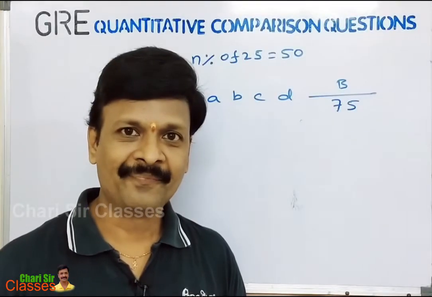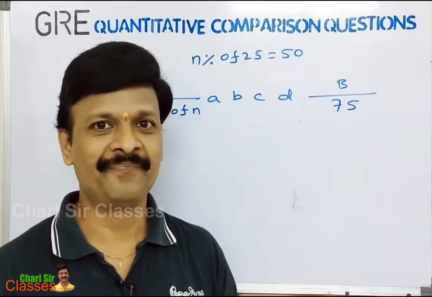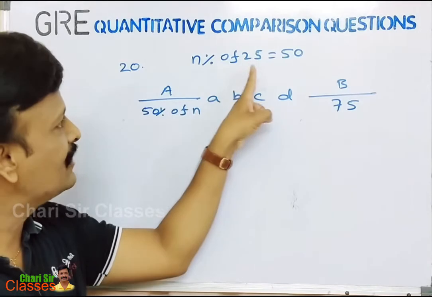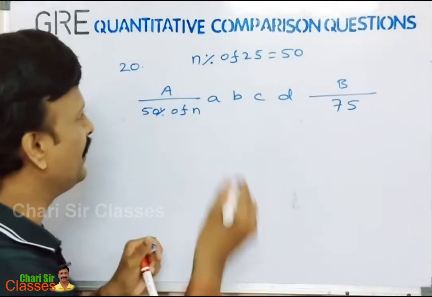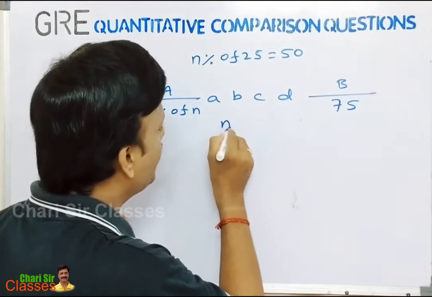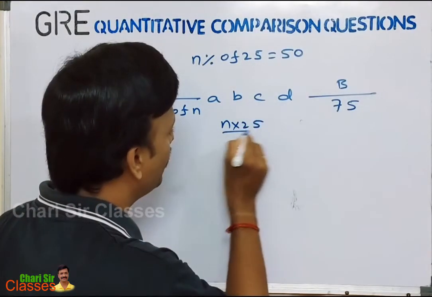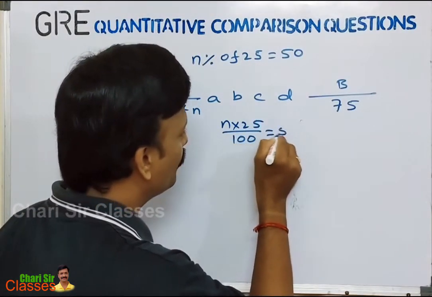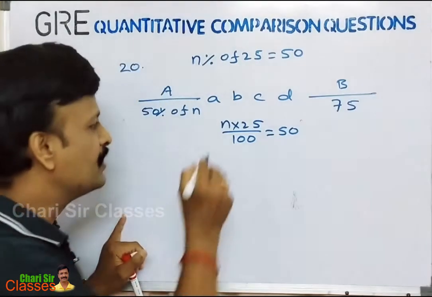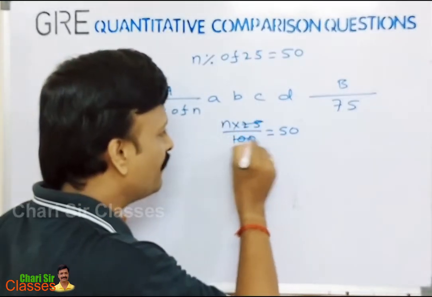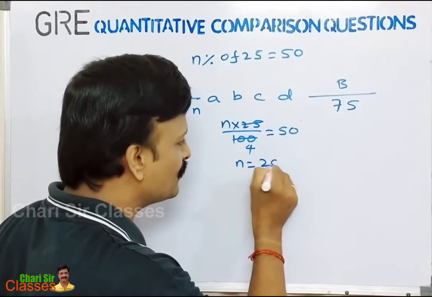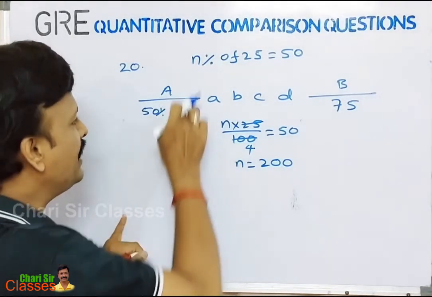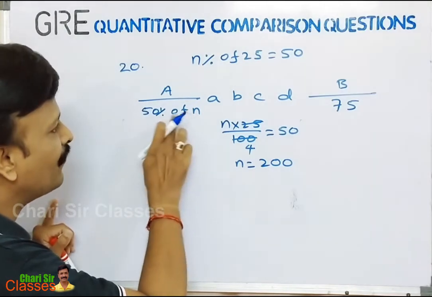Question number 20. This is also again percentage question. Here it is given n percentage of 25 equal to 50. N percentage of 25 equals to 50 means what you can write? N into 25 by 100, which is equal to 50, right? So let's try to simplify. This is 25 ones and 25 fours. N is equal to, cross multiply this, 200. Now quantity A is 50 percentage of N.